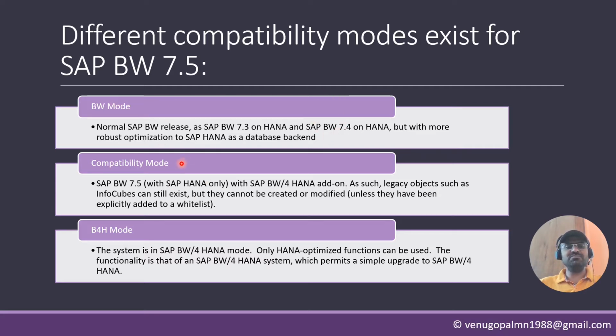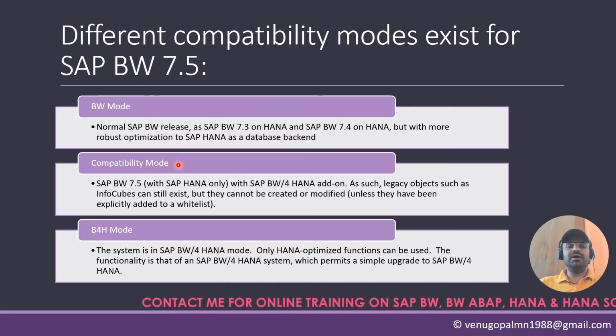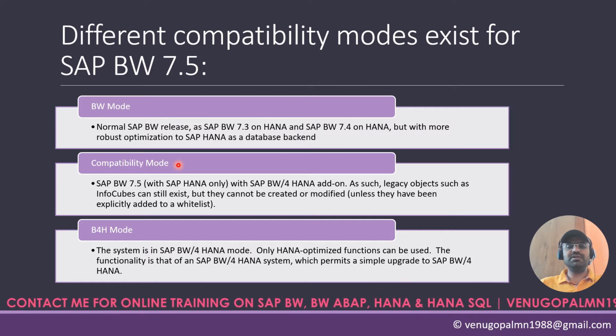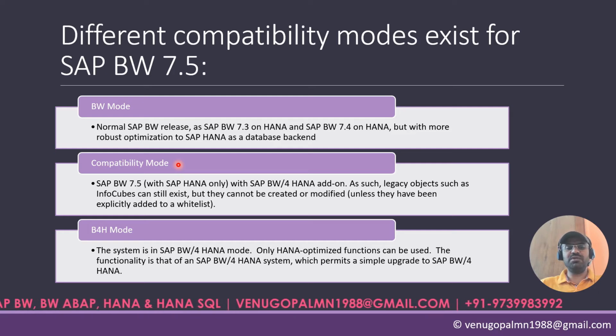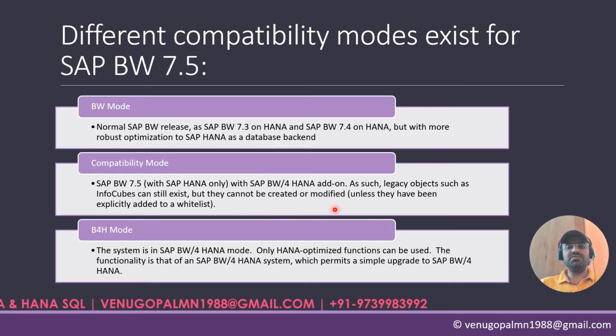You can create these in case of BW mode. Whereas the next mode is compatibility mode. So BW 7.5 with SAP HANA only: all the legacy objects such as InfoCube can exist, but they cannot be created or modified unless they have been explicitly added to the wish list. What is compatibility mode? For this mode to be set, your backend database has to be HANA. At the same time, you can set this particular mode so that you can still see all your conventional objects like standard DSO, standard InfoCube and all, but you cannot make any modification to that.